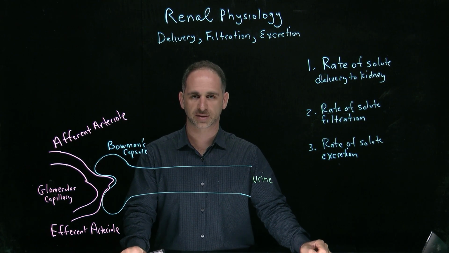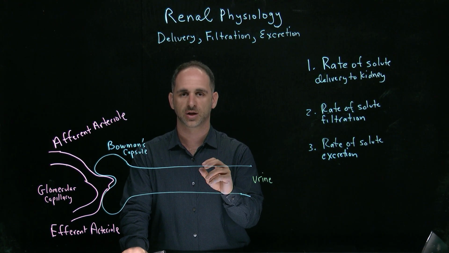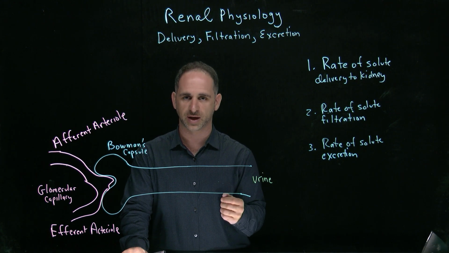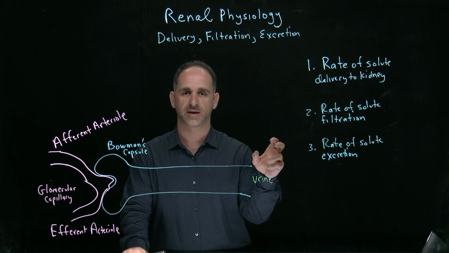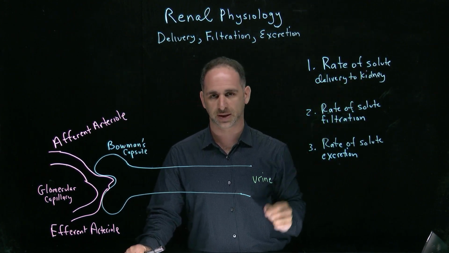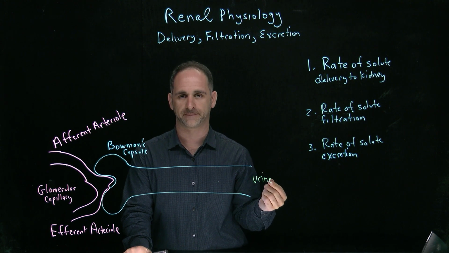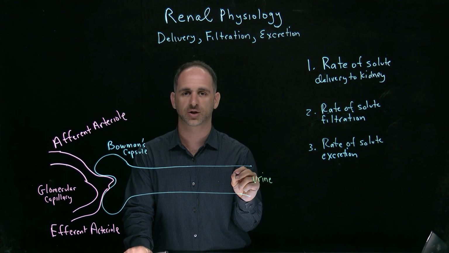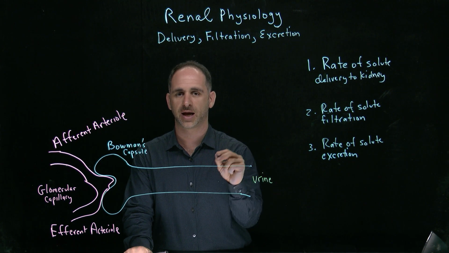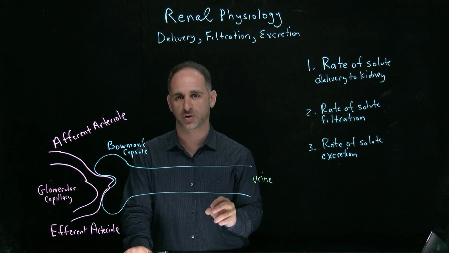Hi, we're going to discuss how to conceptualize the delivery, filtration, and excretion of solute X using our knowledge of renal abbreviations to quantify these different processes. So let's start with rate of solute delivery to the kidney. So we're talking about an amount of solute X delivered to the kidney per unit time. So remember, an amount is a concentration times a volume. And we're talking about a flow rate, so it'll be volume per unit time.